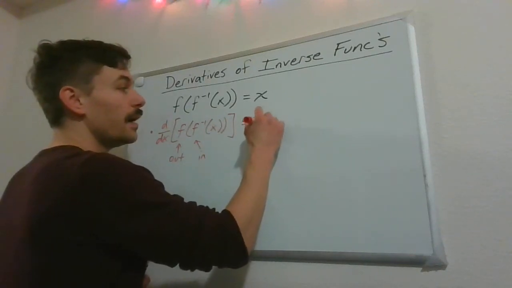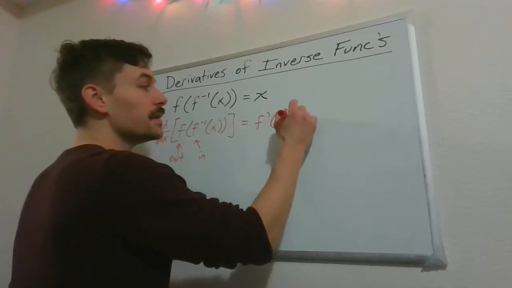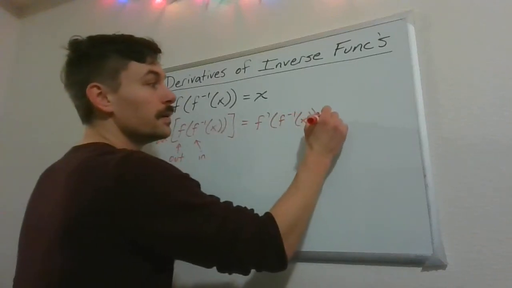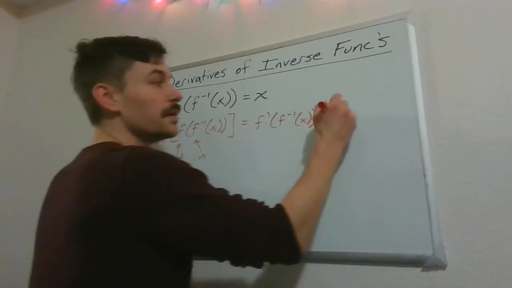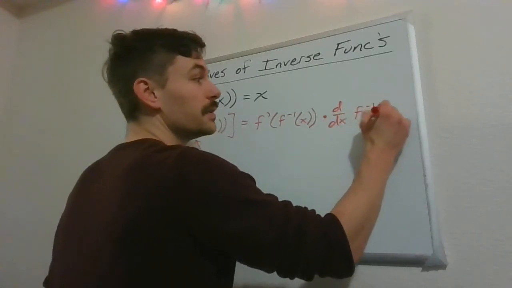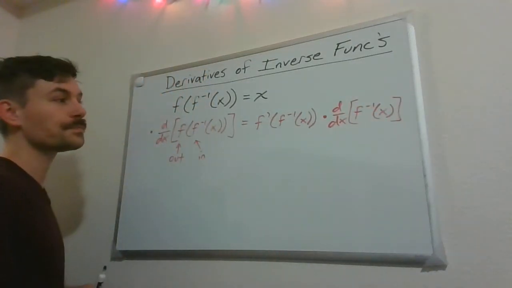we have f prime, which would be the derivative of the outside. We just leave the inside stuff alone, times the derivative of that inside stuff, which is really the goal of this section. So we don't know what that looks like, but that's totally fine. We can say that it's d dx of f inverse of x.